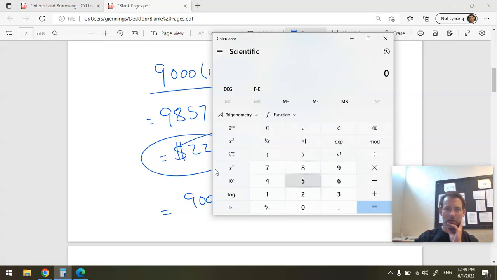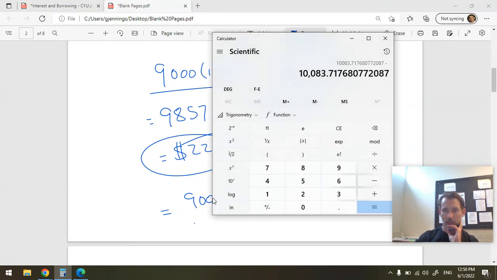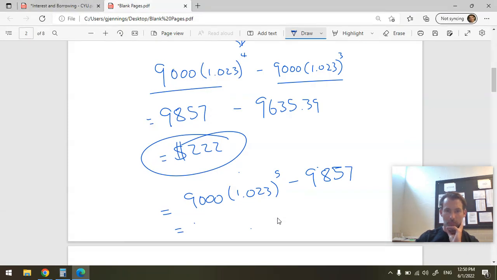Undo, clear. All right, I'm just going to type it in. 9,000. Sorry, I forgot that 0, and that makes a big difference. Multiplied by 1.023 raised to the power 5 is equal to $10,000 now. And so then I subtract 9,857. $226. Wow, I paid more interest in the 5th year than in the 4th year by $4.